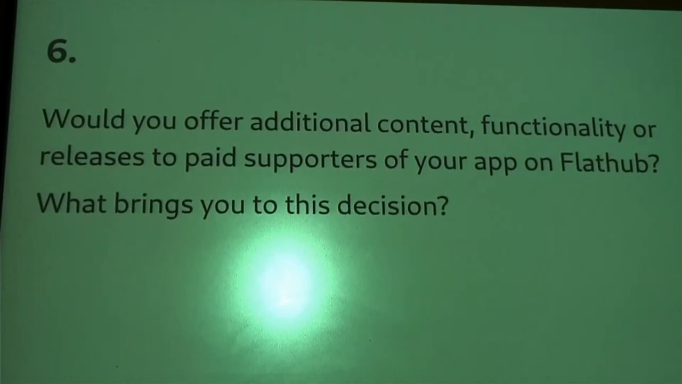So I guess we've already had a sort of half answer to this question, but would you offer additional content or functionality or releases to paid supporters of your app on Flathub? One strong yes. And what brings you to this decision?